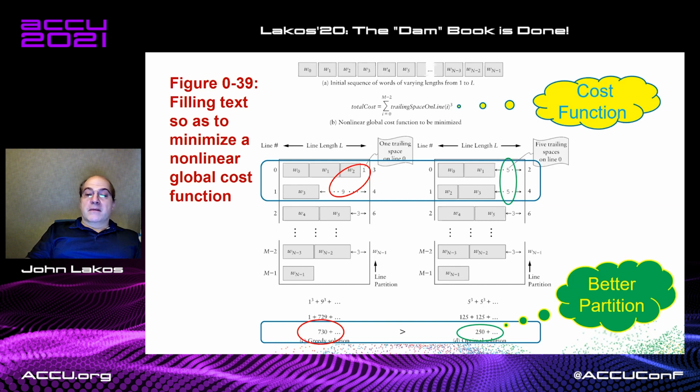Okay. Now we can actually decide which one is better. We have an algorithm to count it. So the question is, how do we find the optimal partition?